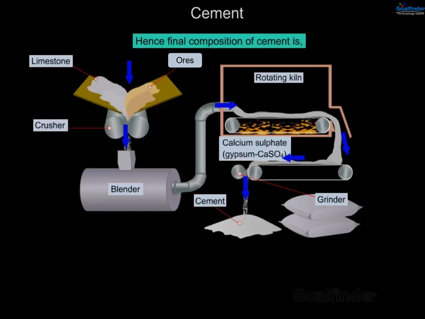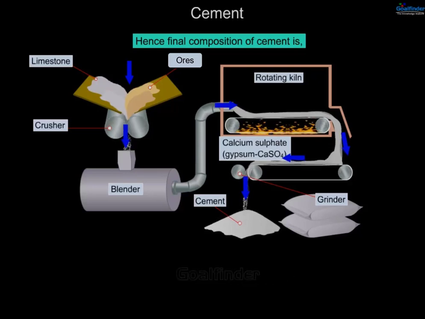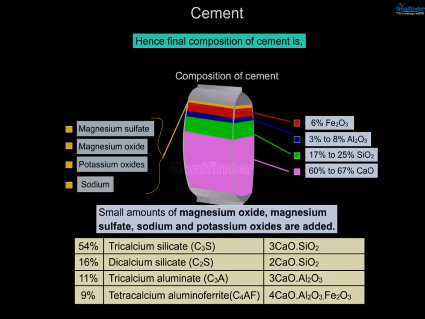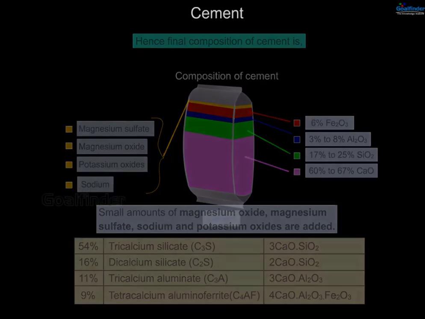Hence, the final composition of cement is 54% of tricalcium silicate, 16% of dicalcium silicate, 11% of tricalcium aluminate, tetracalcium aluminoferrite 9% of the total. Small amounts of magnesium oxide, magnesium sulfate, sodium and potassium oxides are added.